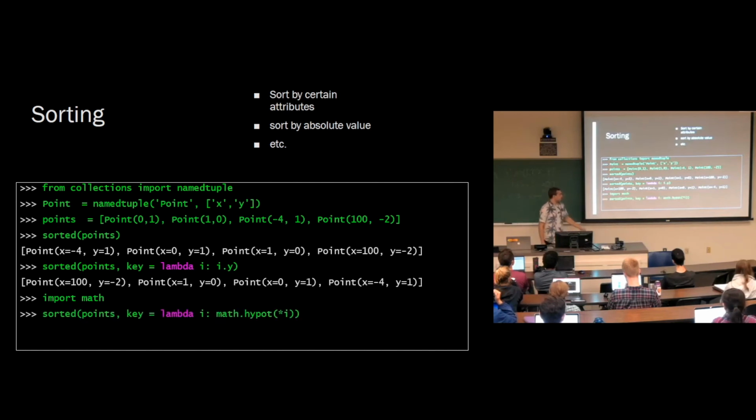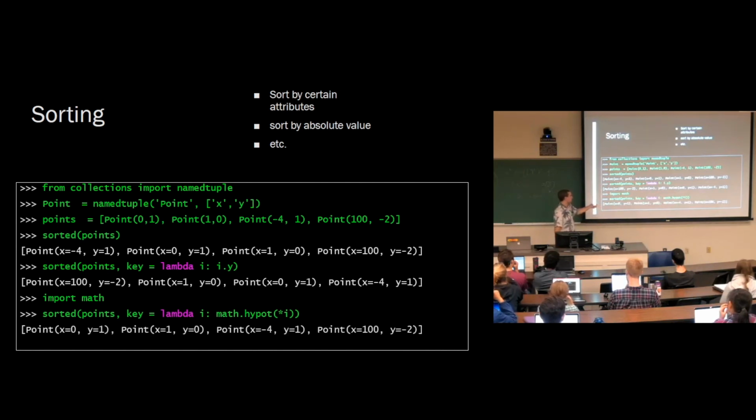And then we can even sort by the, I didn't go over the star operator, and we'll cover that later. But basically, this sorts by the distance to the origin. So we get 0, 1, 1, 0, and then these really far away points.